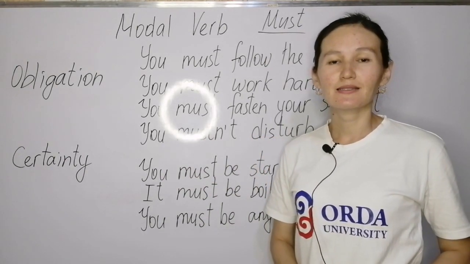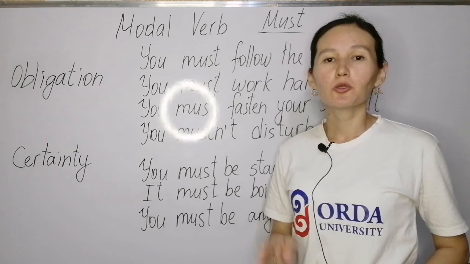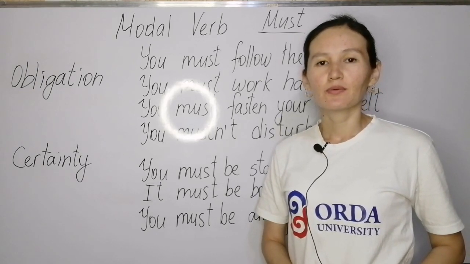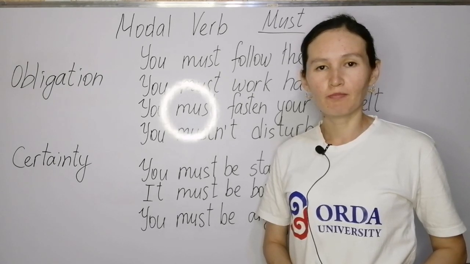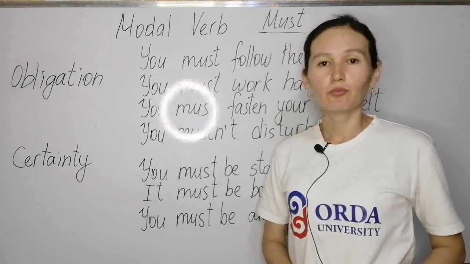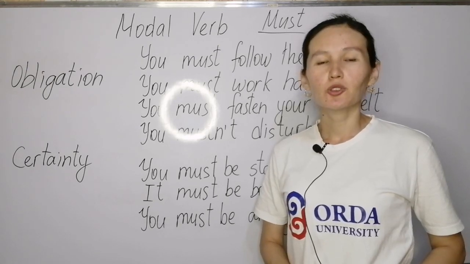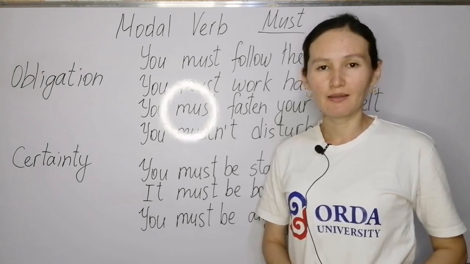You mustn't disturb me, or you must not disturb me. So, how do we make the negative form? Actually, must plus not plus bare infinitive. You mustn't disturb me.